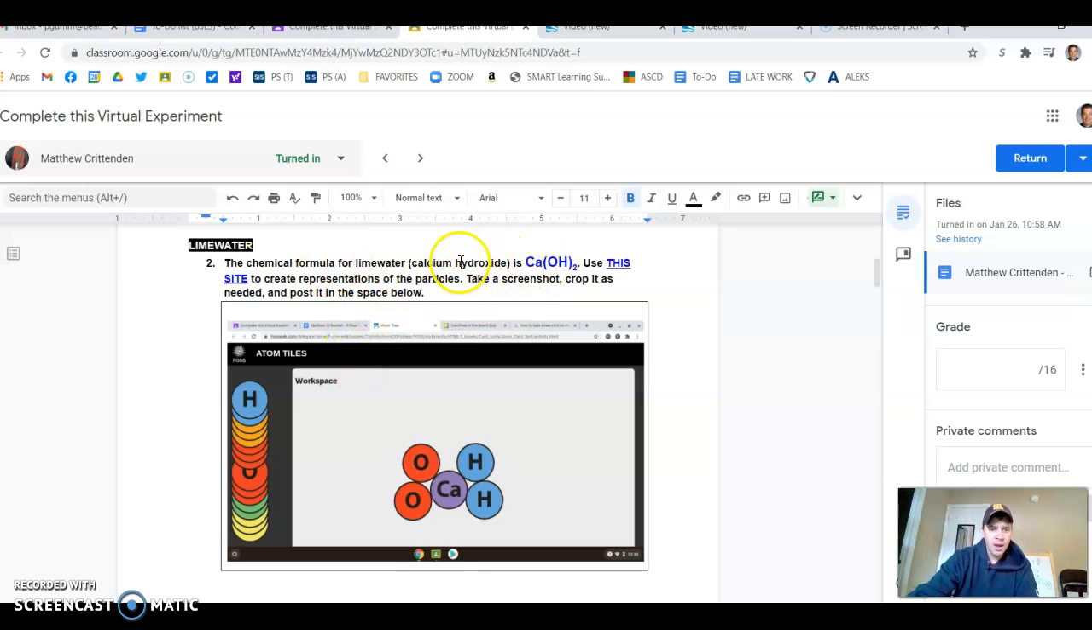Lime water, the calcium hydroxide, is Ca(OH)2. And so when you use these little atom tiles to represent that, I've got one calcium atom, which is shown in purple. I've got an oxygen and a hydrogen, but there's two of each of those. Okay, that little two means I'm doubling everything inside the parentheses. So this is shown pretty well for lime water. Some of you had things that were a little off, but ultimately that is what a particle of calcium hydroxide, lime water, should look like.